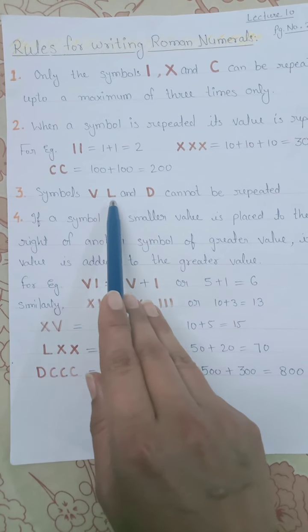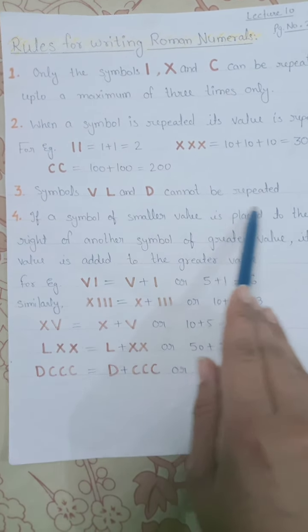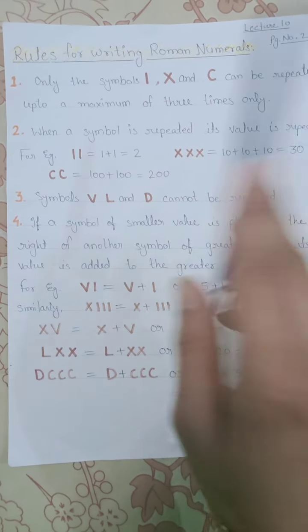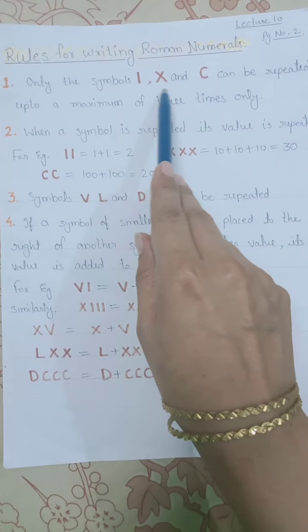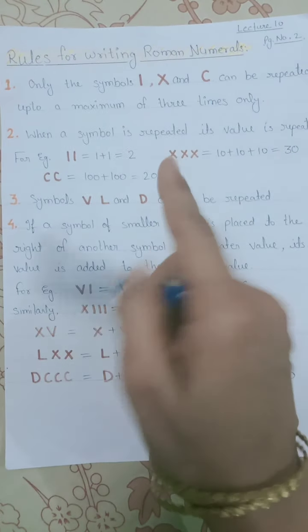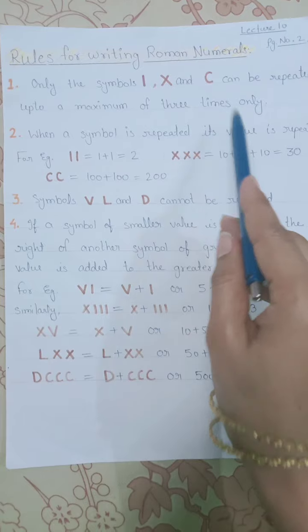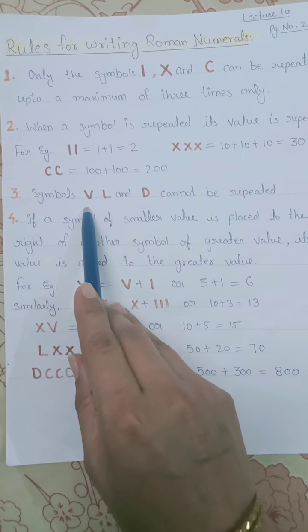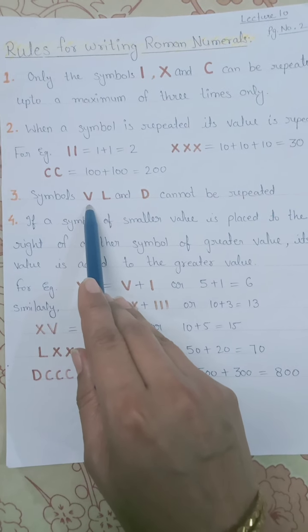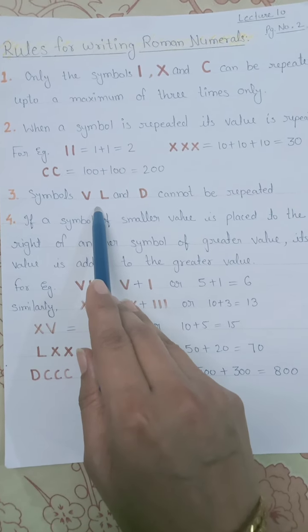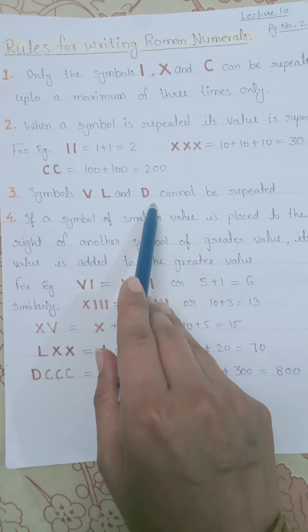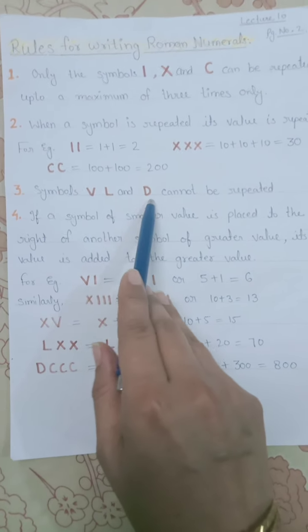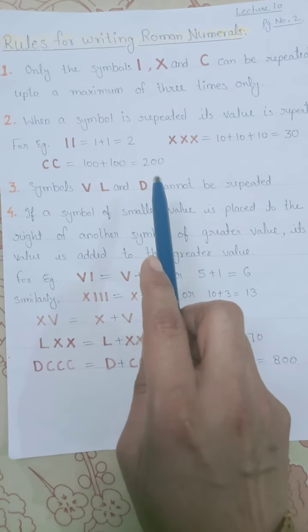Symbols V, L and D cannot be repeated. What will be repeated? Only I, X and C. And how many times? Only 3 times. Now, what was the value of V? Recall, the value of V is 5, the value of L was 50 and the value of D was 500. So, keep it in mind that symbols V, L and D cannot be repeated.